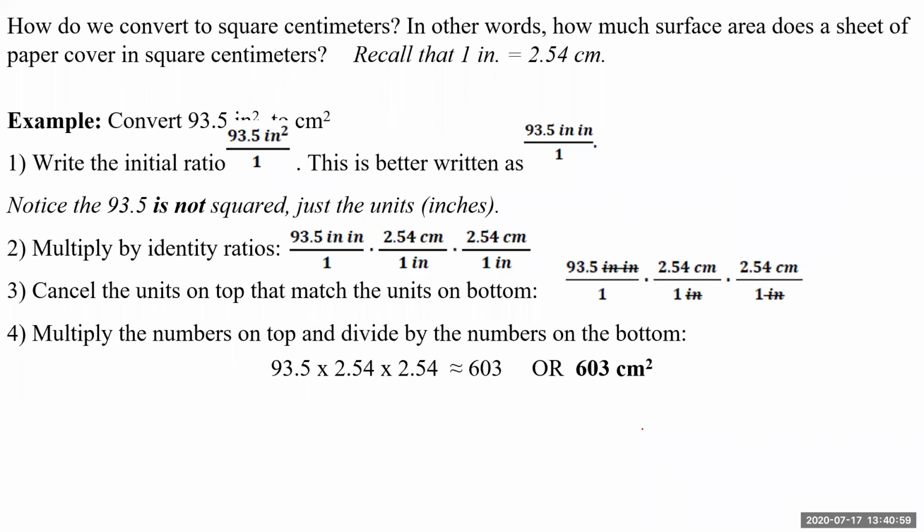So here, if we have 93.5 square inch and we want to transform or change that into centimeter squared, using the factor label method, this is the process we have to go through. So write the initial as 93.5 inch squared, or square inch over 1. And this is better written as 93.5 inch times another inch. Now notice that the inch is not squared, just the units.